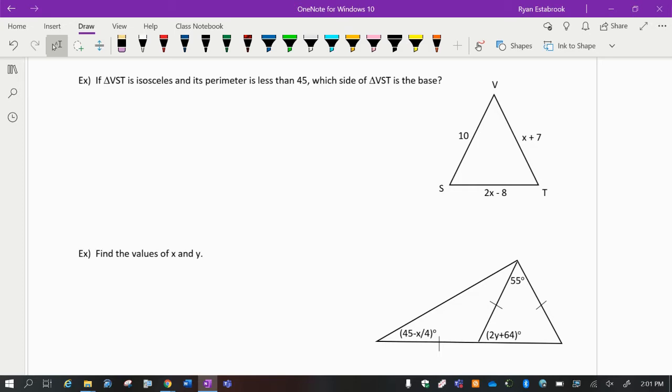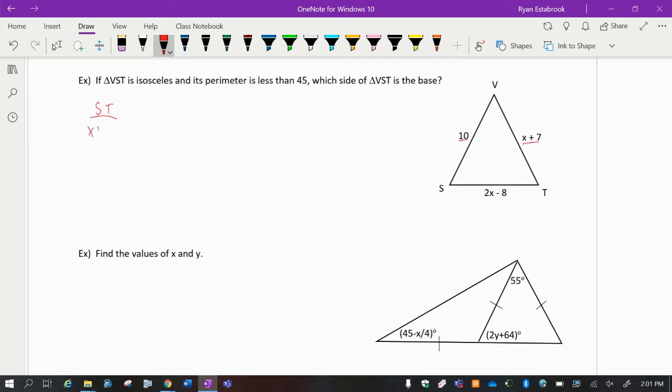So in this one, we're told that VST is isosceles, its perimeter is less than 45. Which one of these sides is the base? In other words, the legs are congruent to each other. Which one is the base? The one that is not necessarily congruent to the others. As I look at this drawing, I think that these are my two legs, meaning that would be the base. So I think that 10 is equal to x plus 7. So again, I think that ST, answer the question, is the base.